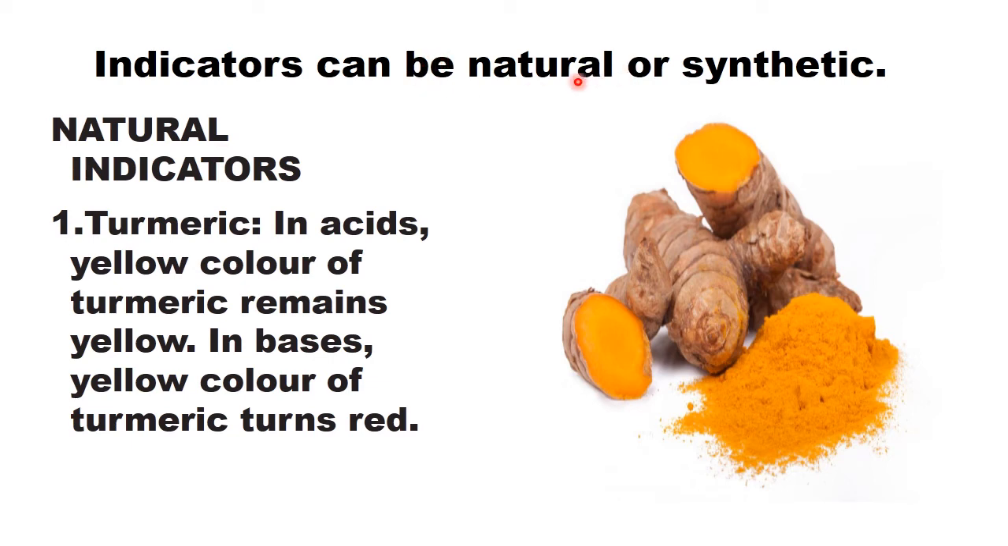We have two types of indicators, natural and synthetic. Natural indicators are those that we get from nature. As is clearly visible, turmeric is a natural indicator. Turmeric in acid remains yellow, which is the original color of turmeric. In base, the yellow color of turmeric changes to red.